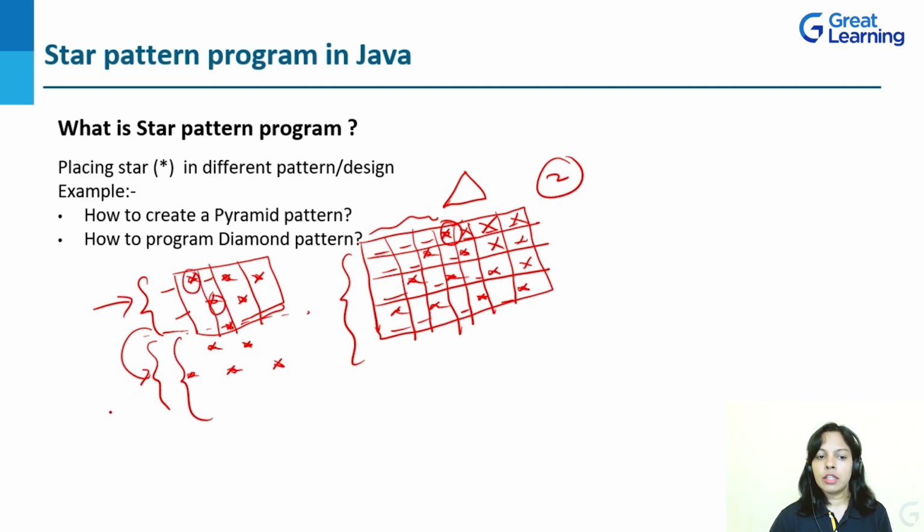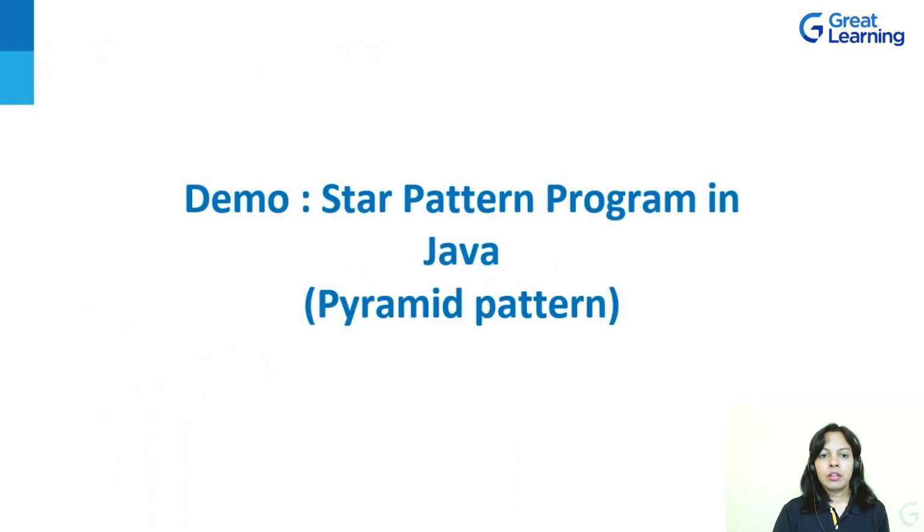Similarly, in this also, there will be one outer for loop. Inside that, there will be two for loops, one for space and one for characters. Okay. So in this complete diamond pattern program, there will be two outer for loops, and each outer for loop will have two inner for loops inside, one for space and one for star. Okay, so these are the two patterns that can be represented with the help of the special character star. Now let's see the demonstration of the star pattern program, that is your pyramid pattern in Java programming.